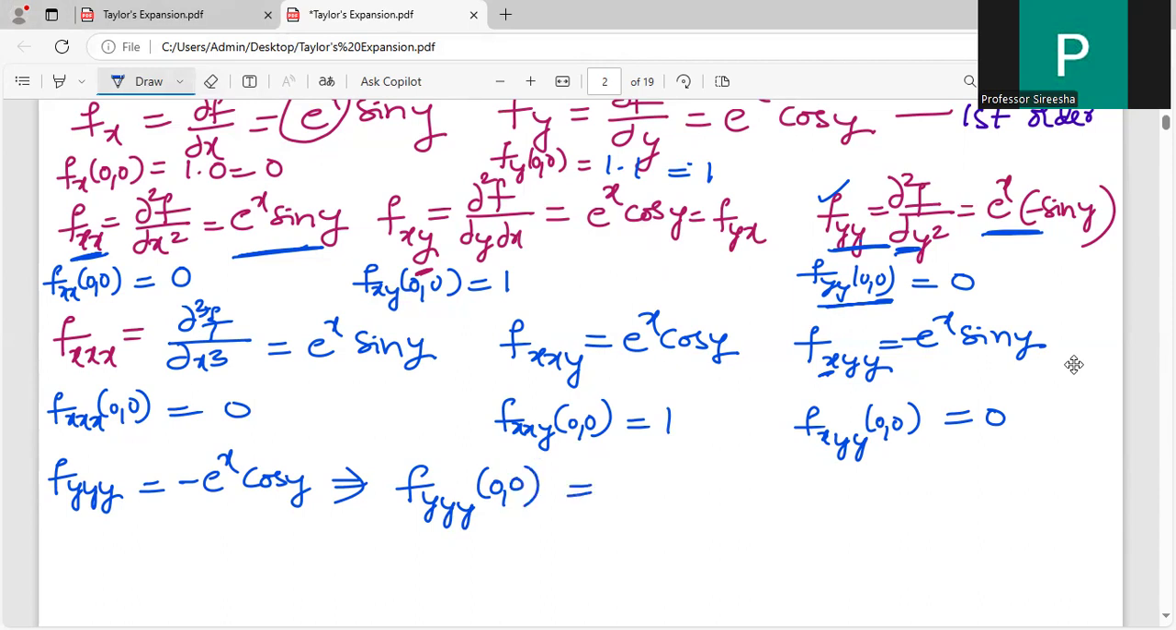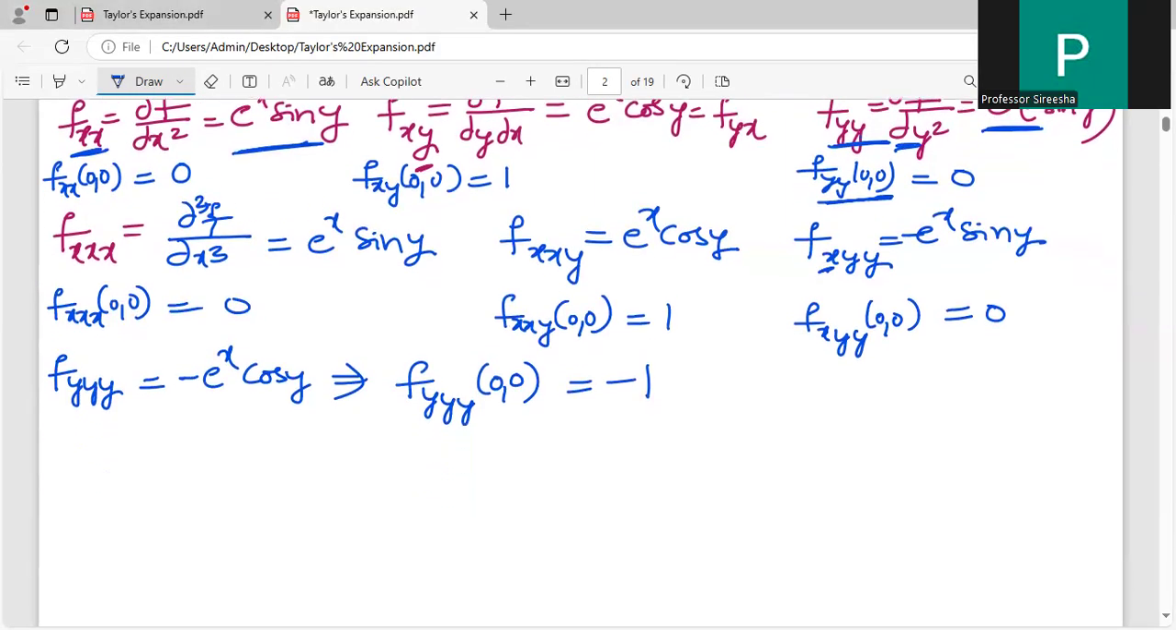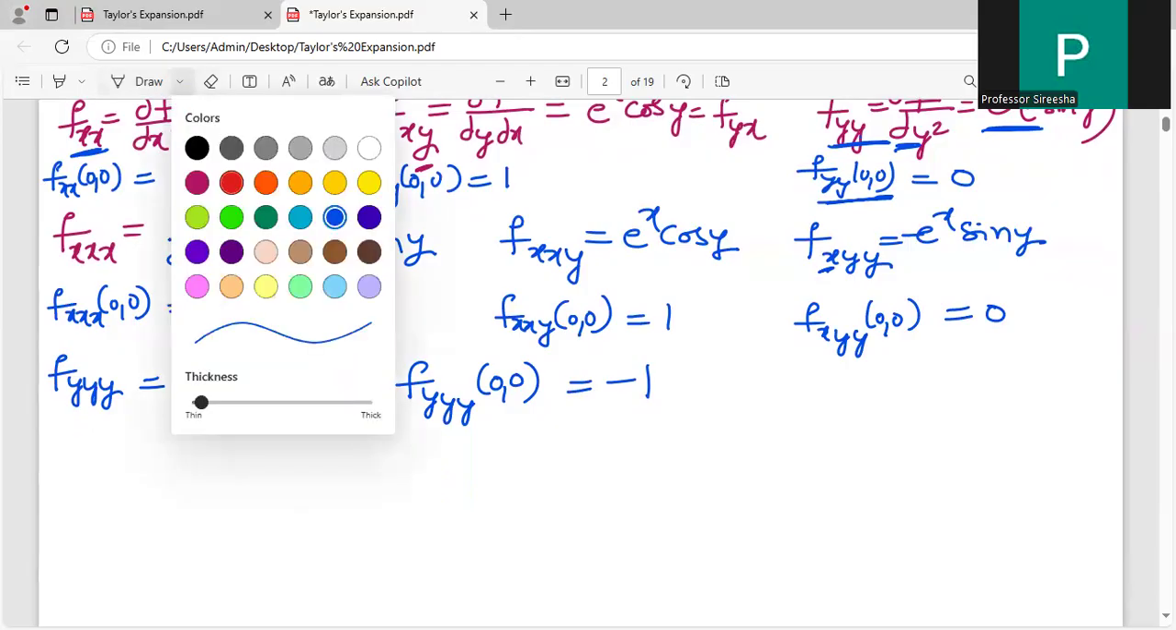Would give me what? Minus 1. Okay. Now, all these things I'll be substituting in the formula. For the exam, you need to write the formula, rewrite the formula, because this is not your notes. Okay. So, I'll be writing. Please see here. Let me write with a different pen.